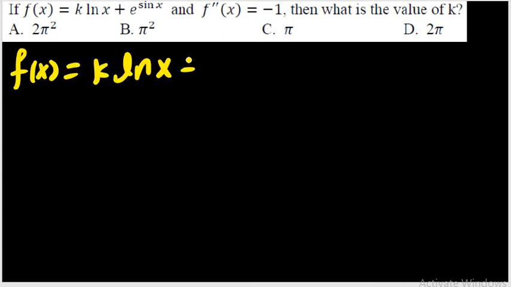The next one here says f of x is equal to k times ln of x plus e to the power of sine x. And the second derivative of f at pi is given to you as negative 1. It's not at x actually. It must be f second derivative at pi is equal to negative 1. This is pi, not x. You can correct it. Then what's the value of k?